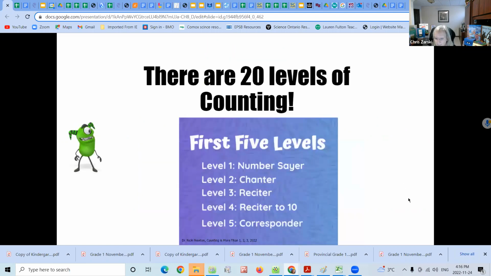In her work that she's done, she's identified that there are 20 different levels for a student developmentally to go through in the process of counting. Some of those happen well before they even start at school. So in her work, she identifies the top 5. I'm going to say personally, I think maybe the top 4.